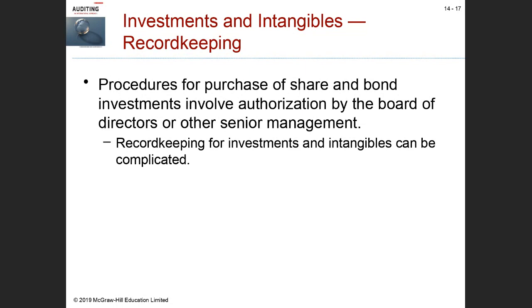And the reason they say it may be complicated, so for example, we may purchase a bond and there may be a discount or a premium on the bond, which has to be amortized under the effective interest rate method under IFRS. So that may be a difficult process. It's a complex process to ensure that the accounting is done properly.